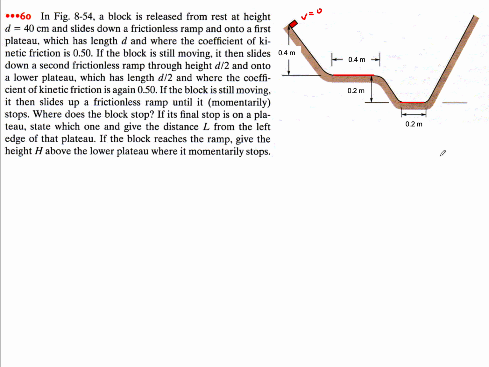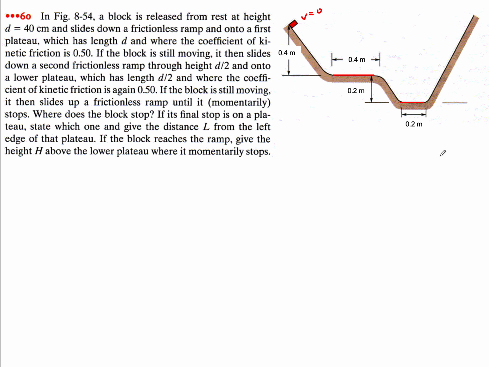So in number 60, we have a block released from rest at a height of 40 centimeters. It slides down a frictionless ramp and onto the first plateau, which has a length d, where the coefficient of friction is 0.5. If the block is still moving, it then slides down a second frictionless ramp through a height d over 2 and onto a lower plateau, which is length d over 2, where the coefficient of friction is again 0.5. If the block is still moving, it then slides up a frictional ramp until it momentarily stops.